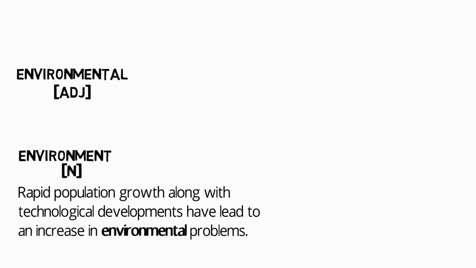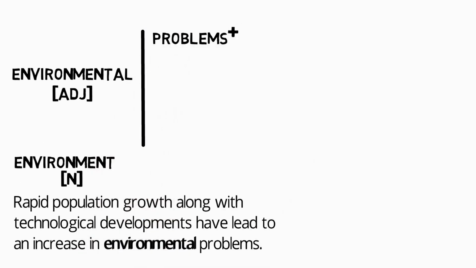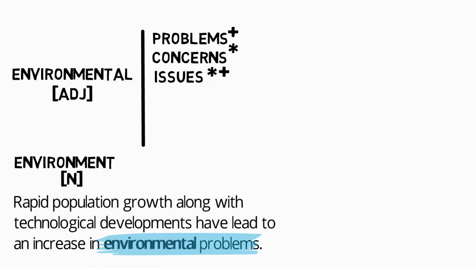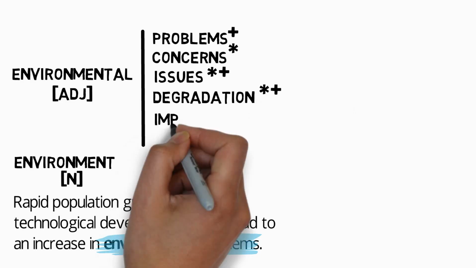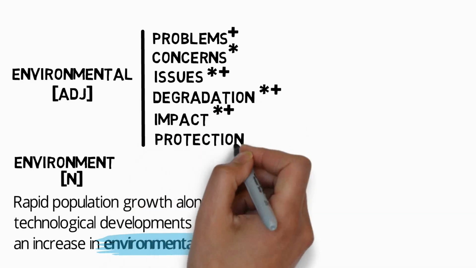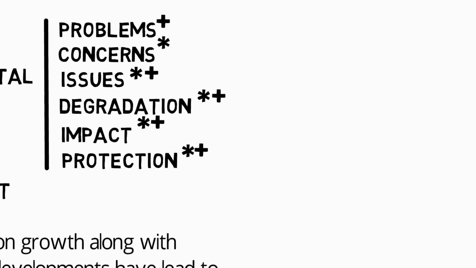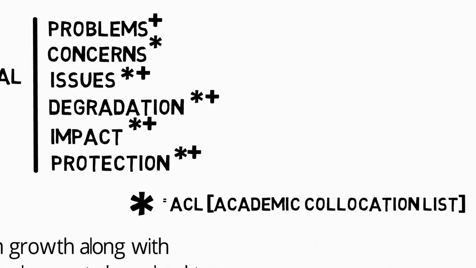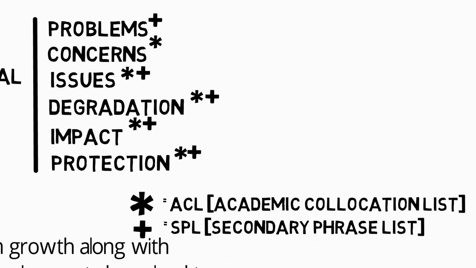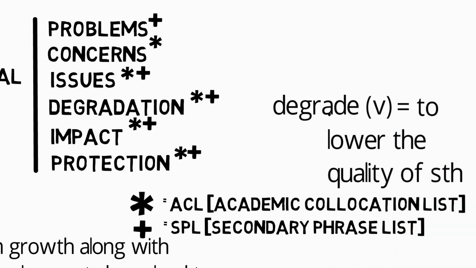So some good collocations with environmental problems, which we see in the sentence there: environmental concerns, environmental issues, environmental degradation, environmental impact, and environmental protection. The asterisk there, by the way, denotes words in the Academic Collocation List, while the plus symbol indicates words in the Secondary Phrase List. Maybe the most difficult word there is degradation, which comes from the verb degrade, meaning to lower the quality of something.